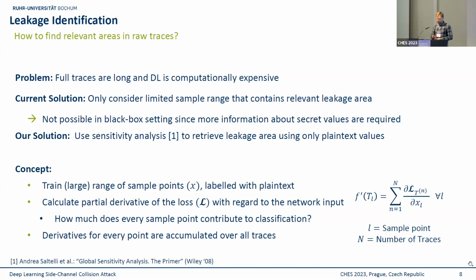I've also added a formal description of our approach here. After training on each trace, we receive the loss value L, which denotes how good or bad the prediction is at this moment of the training. We can then calculate the partial derivative of this loss with respect to all the input points X. And as I already said, accumulate that over all the traces we are using.